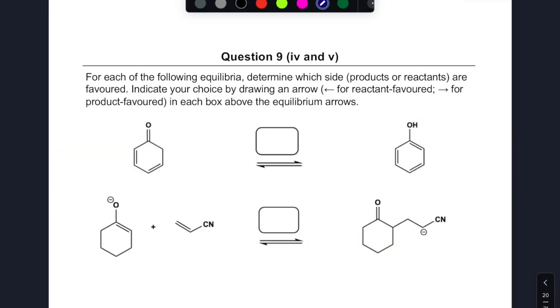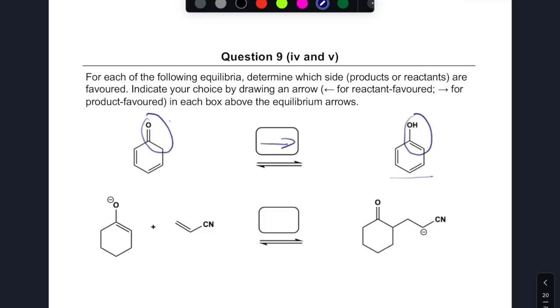Now this is your classic tautomerization. What we're talking about is an enol form here versus the keto form. As we mentioned before, generally the keto form would win. However, aromaticity gives you a really big bump, so the phenol is going to win on that side.